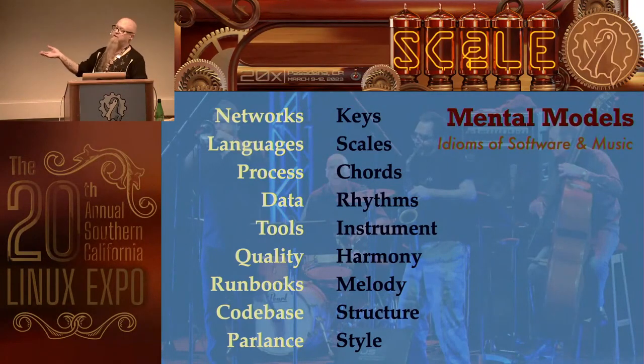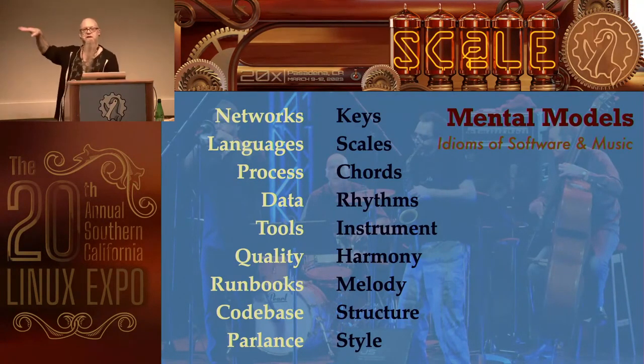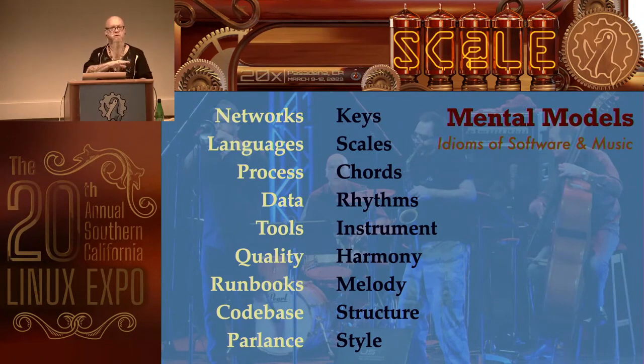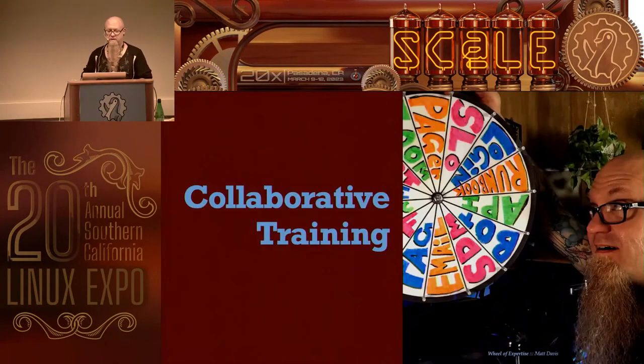These are the same types of things we do in software. We have these networks and languages, the languages that we write and the languages that we use, that parlance, the code bases that we share and the tools that we share. We need to share these things so that we're ready to improvise, so that we don't have to think about these things. That's kind of the point: when you get into a situation where things are changing all the time, you don't have time to think.